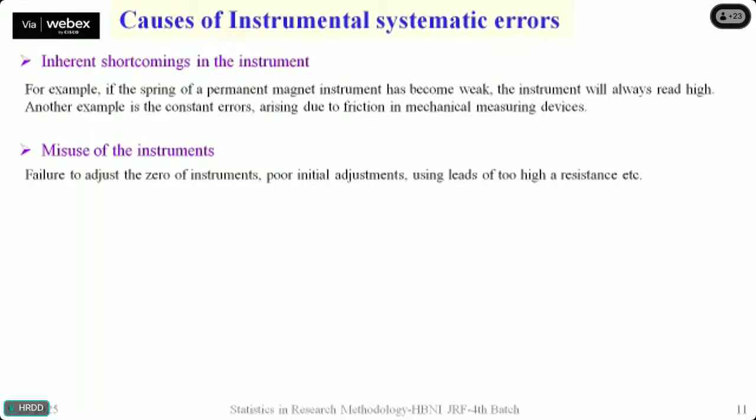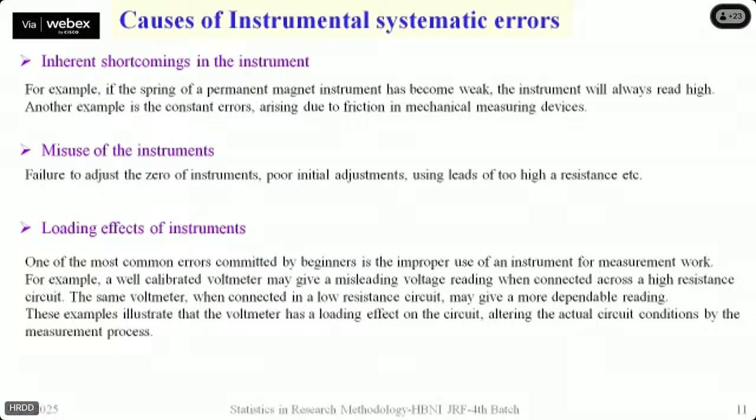So these things will lead to positive systematic error if you are rounding off at intermediate steps. Most of the time, rounding off leads to positive systematic error.